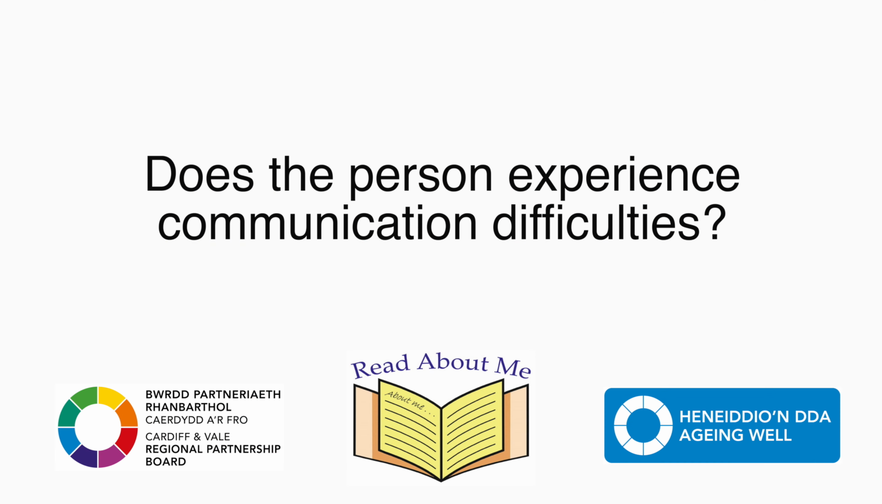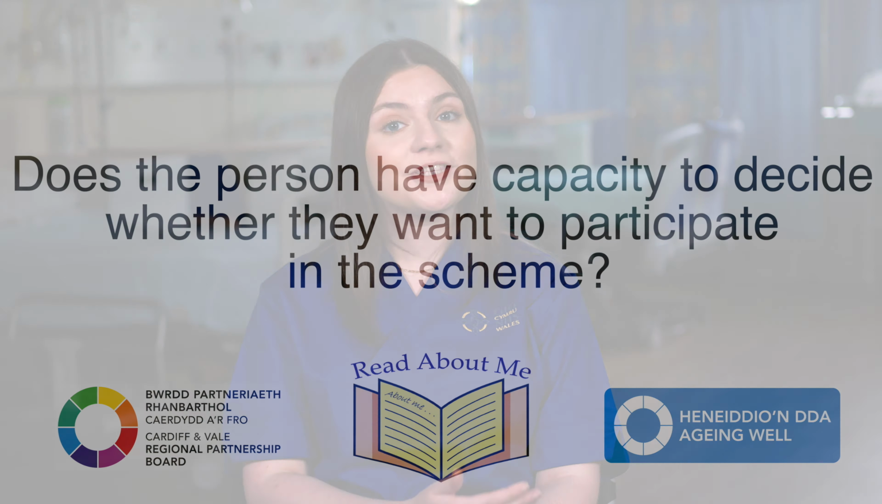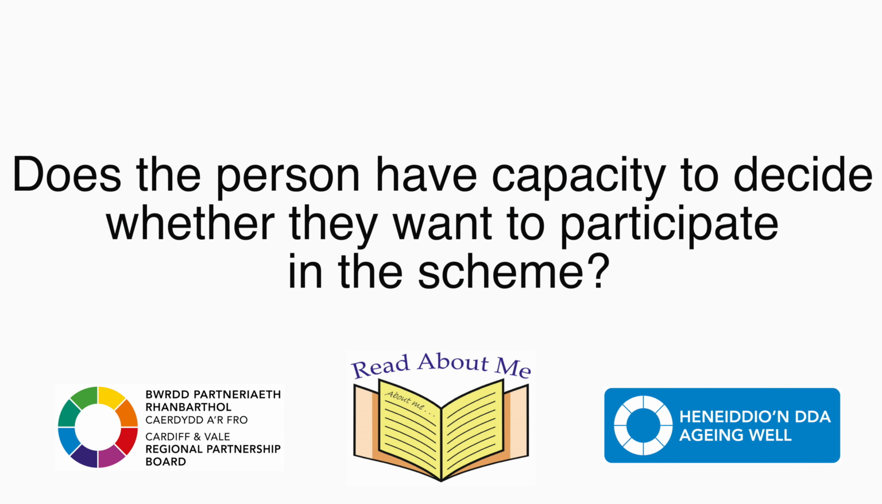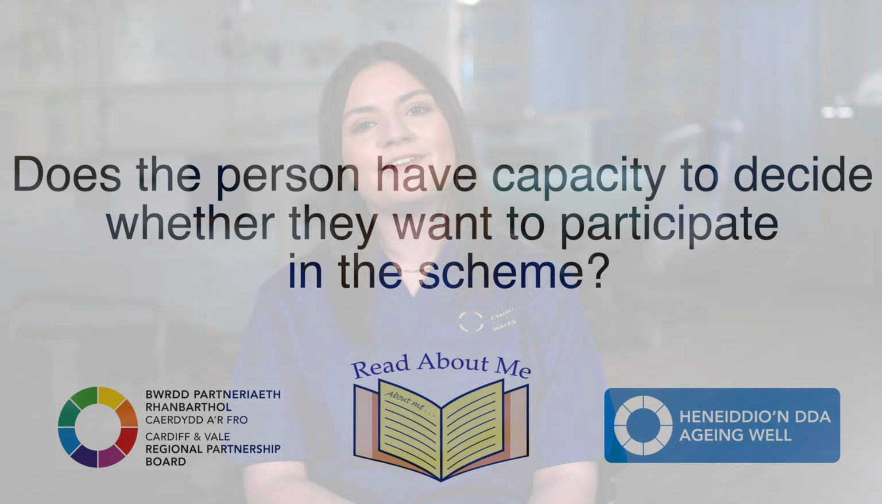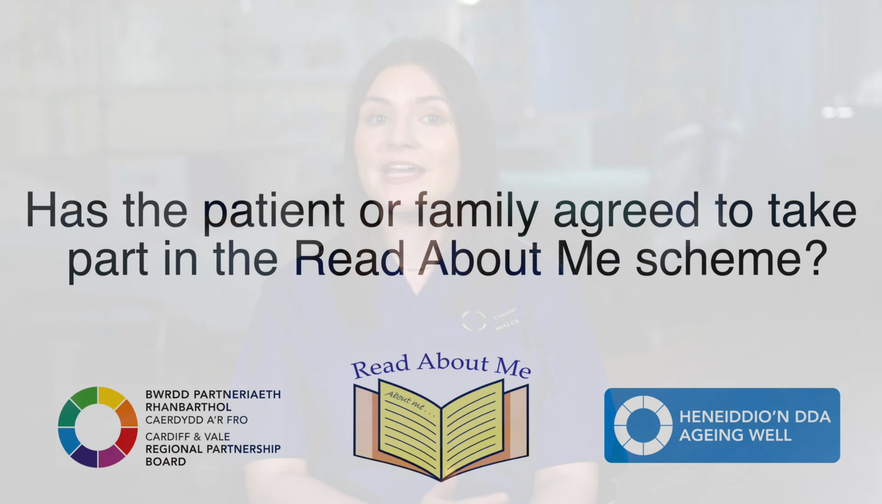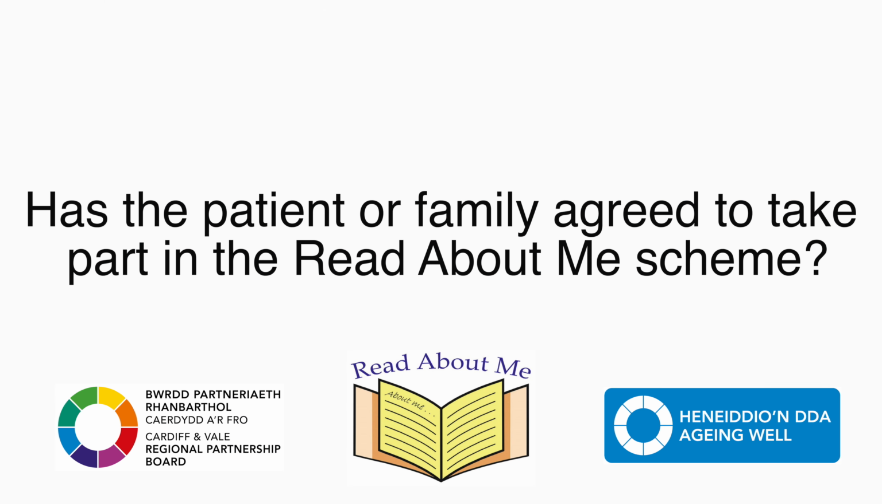Before starting a Read About Me, you need to answer the following questions. Does the person experience difficulties with cognition or communicating their needs? This could be due to a variety of reasons, such as dementia, delirium, communication difficulties, or post-op confusion. Does the person have the capacity to decide whether they want to participate in the scheme? If they do not, then ask their family or friends if they would like to participate in the scheme. Has the patient or family agreed to take part in the Read About Me scheme?